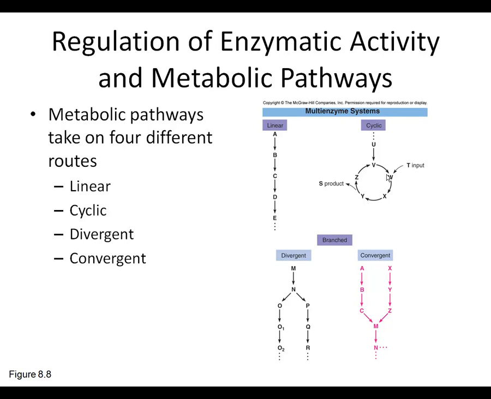You have divergent pathways where you start with a single linear pathway and at some point they divide and you end up then with 2 pathways. Glycolysis is a divergent metabolic pathway. Then you have convergent, where you have 2 pathways coming together at a single point, and then it becomes a single linear pathway.